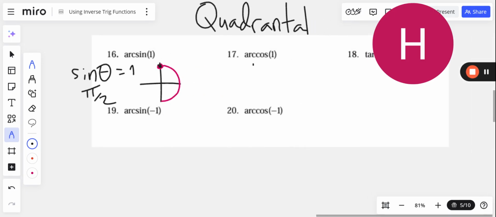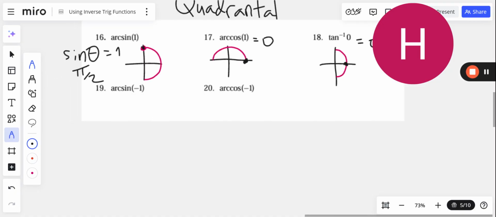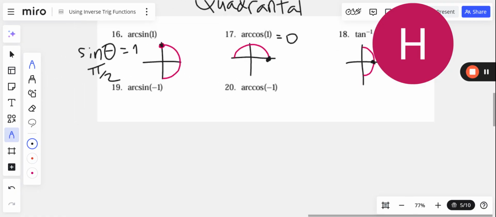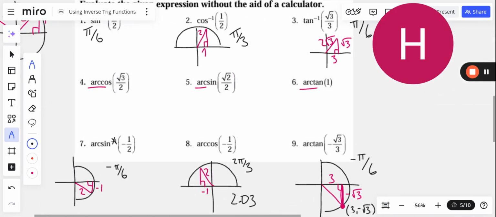Arccosine of 1, it's negative in the second quadrant, positive in the first quadrant, so that's going to be right here at 0. Tan inverse of 0, well, on the top it's positive, on the bottom it's negative, and smack dab in the middle, it's 0. So that's also going to be 0. 0 degrees or 0 radians, they're the same. Okay, you get the idea. You can try a couple of these other ones if you'd like to. Plenty on here. There's 3 more here if you'd like to try those.